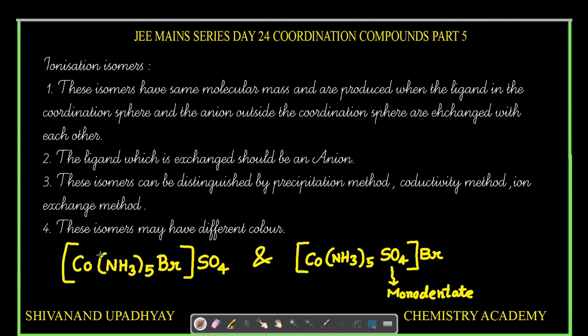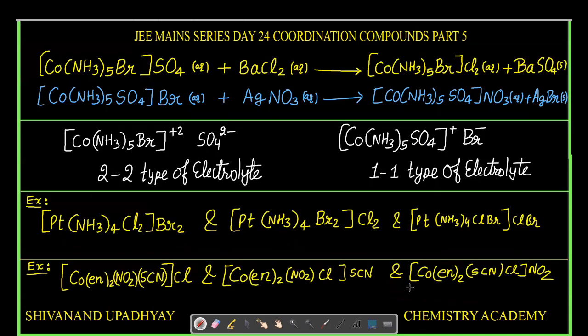We have written here an octahedral complex in which 5 ammonia ligands and 1 Br ligand are inside, and outside the ionization sphere there is sulfate ion. Here we can only exchange the anion, and there is only one possibility because there is only one anion inside the sphere which can be exchanged with sulfate ion. But here the sulfate ion should act like a monodentate ligand. It should not act like a bidentate ligand. We know that bidentate or tridentate ligands are also flexidentate ligands, but here sulfate ion is acting like a monodentate ligand.